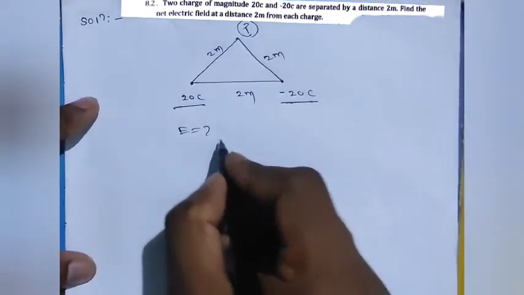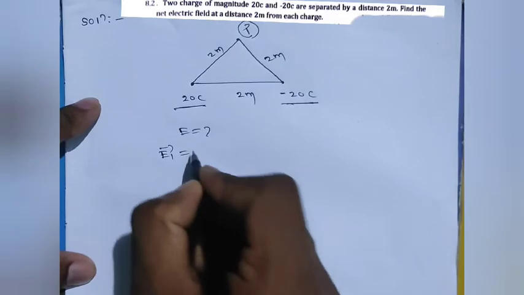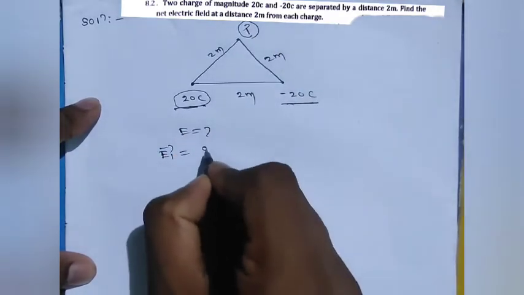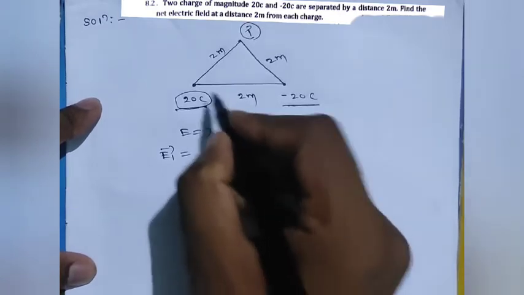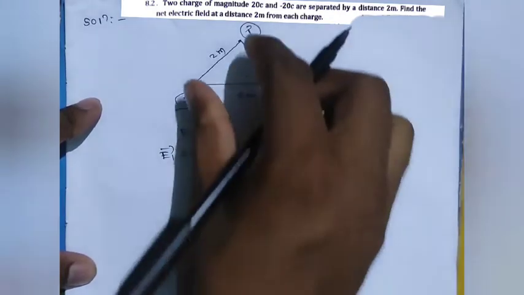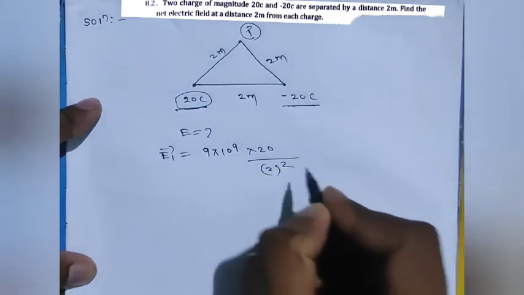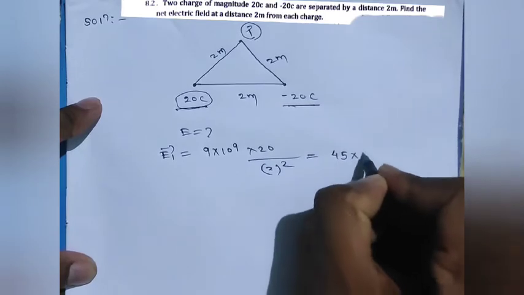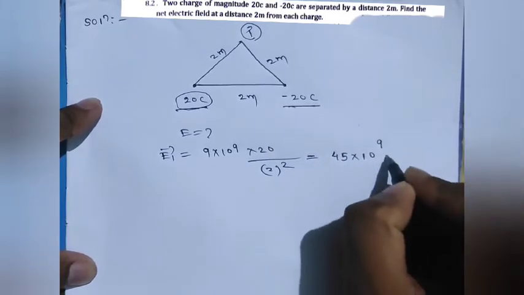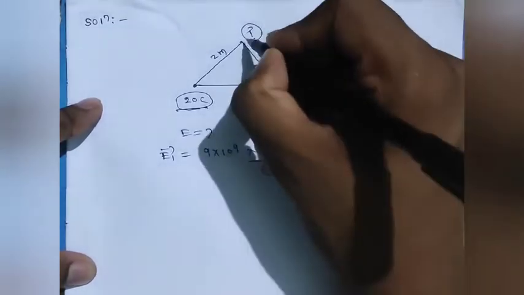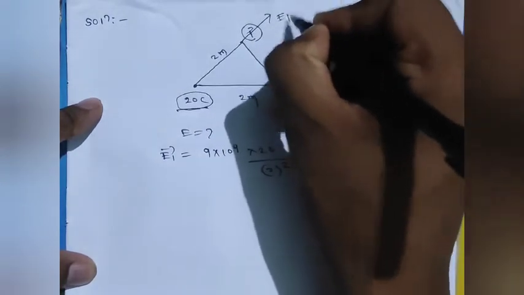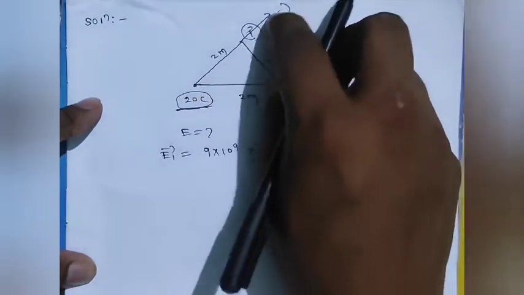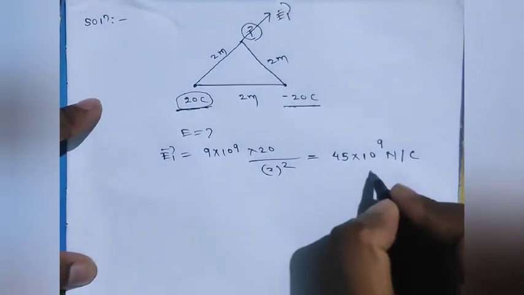So I shall first calculate E1, that is the electric field due to the 20 Coulomb charge at point P. So it's simply 9 into 10 to the power 9, Q is how much? 20, over R square. R is 2 meter, means 2 square. So it will be 45 into 10 to the power 9 Newton per Coulomb, and it will be directed outward because 20 Coulomb is a positive charge, and for positive charges the electric field is directed outward along E1.